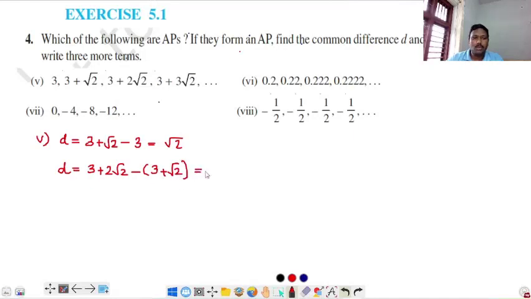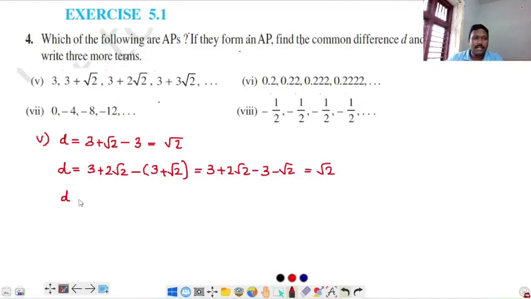That is equal to 3 plus 2 root 2 minus 3 minus root 2. So 3 minus 3 cancel. Then 2 root 2 minus root 2 is how much? Root 2 you will get.